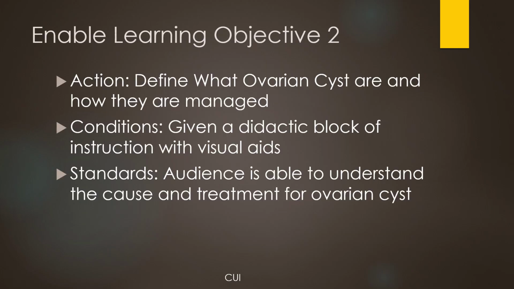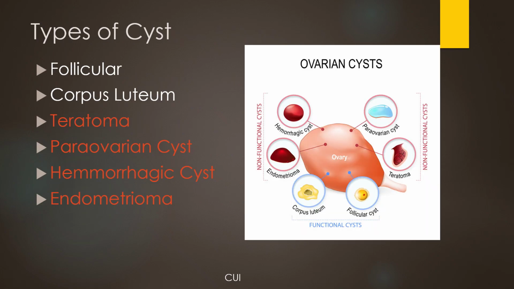We're going to go on to ELO objective number 2, which is define what ovarian cysts are and how they are managed. Again, this is going to be another didactic block of instruction with visual aids, and hopefully you guys get a nice understanding of what's going on. So there are different kinds of cysts. Ovarian cysts are fluid-filled sacs that develop in or on the ovary.